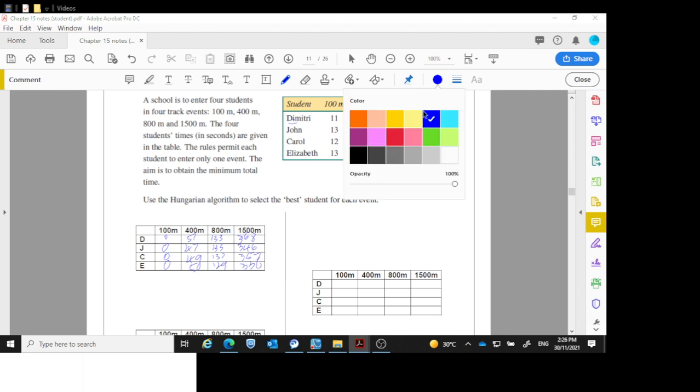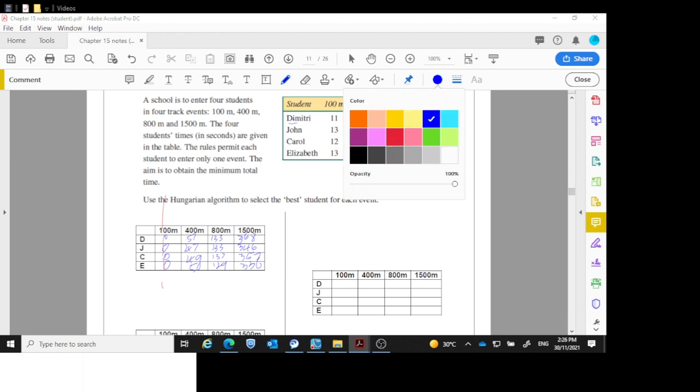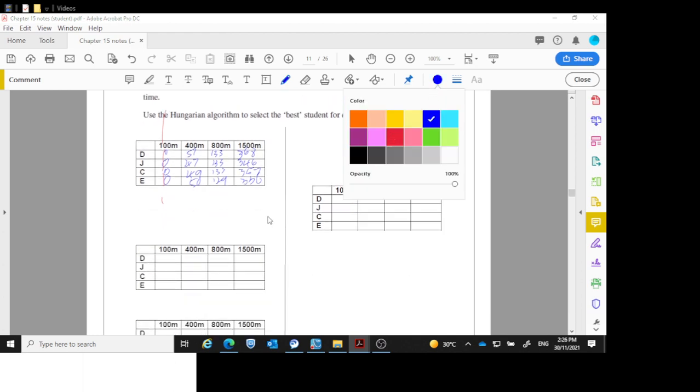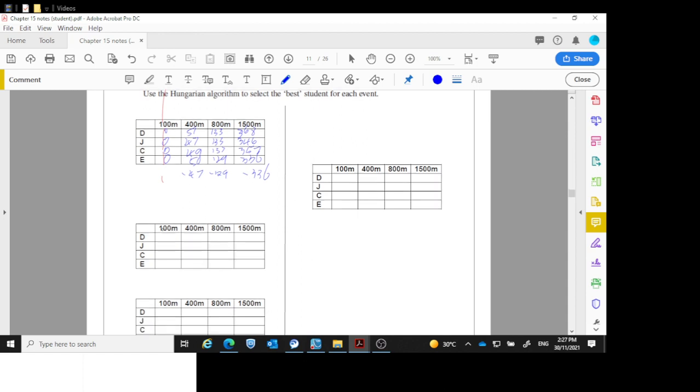So all my zeros are just there. That doesn't really help. So now from the 400 meter column, the smallest number I will be taking away is 47. From this one, the smallest number is 129. And from this one, the smallest number is 336. Doing that, these are my answers.